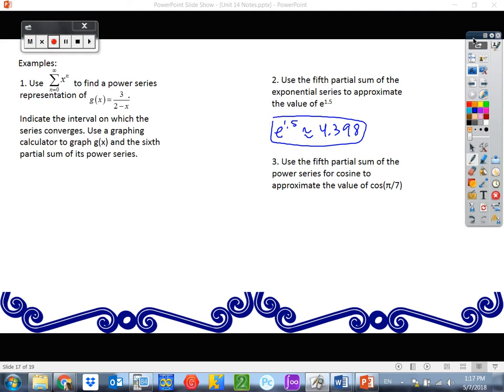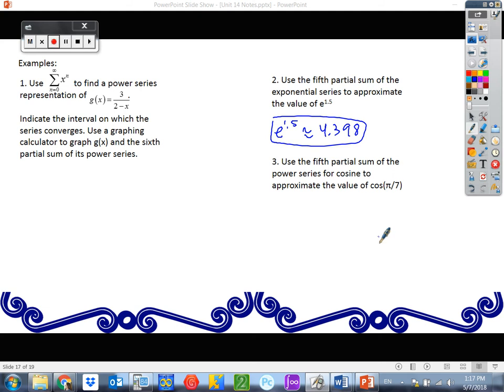Here we have this one where we want to use the fifth partial sum of the power series for cosine. Now if you recall from the other page, cosine is approximately, we're going to use the first 5 terms, and so this is the fifth partial sum. The fifth partial sum is actually 1 minus x squared over 2 factorial plus x to the 4th over 4 factorial minus x to the 6th over 6 factorial plus x to the 8th over 8 factorial.